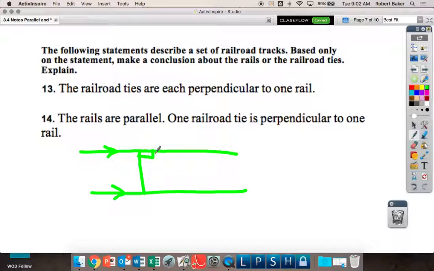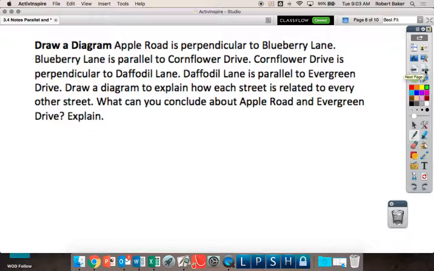Can I say that this is perpendicular? Yes. Because this railroad tie and this rail are perpendicular, I can justify that this railroad tie and this rail are perpendicular. Nice. Oh, yes.